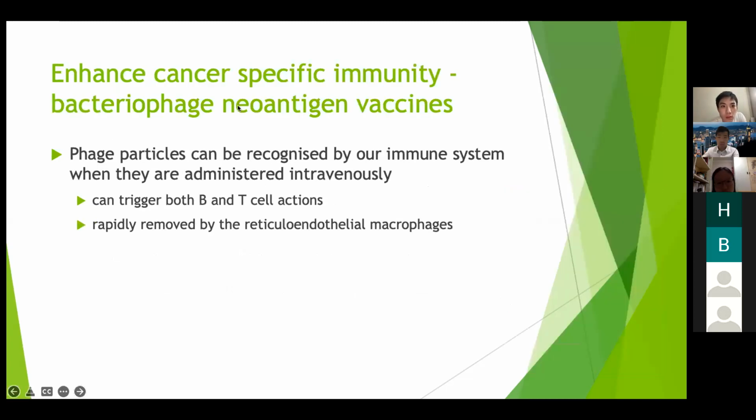As a foreign antigen, the phage particles can be recognized by our immune system when they're administered intravenously. The phage can also trigger both B and T cell actions, and they can be rapidly removed by the reticuloendothelial macrophages due to the non-specific adsorption of circulating fibrinogen, immunoglobulins, and complement factors.